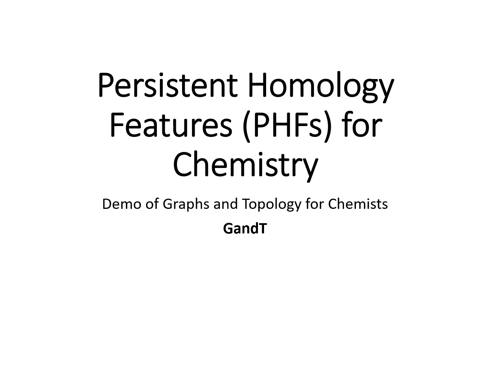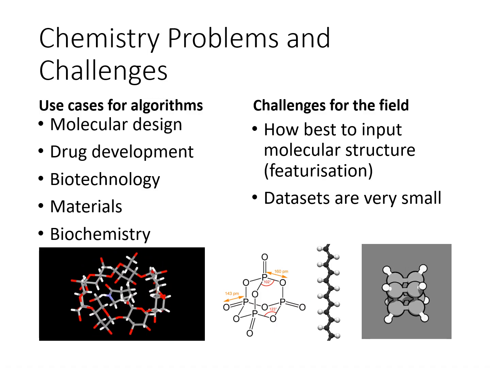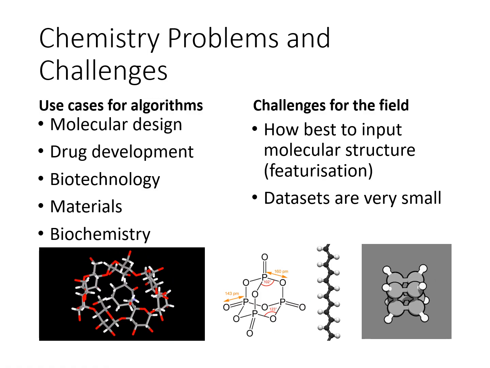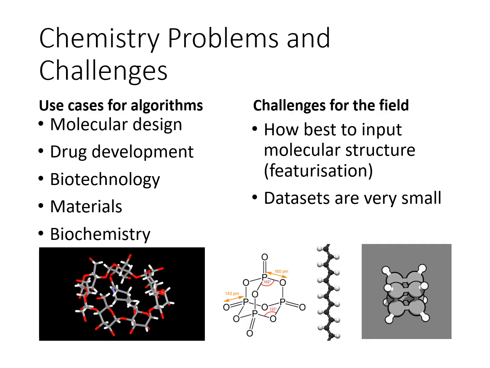This is the demo of Graphs and Topology for Chemists, which is GandT on GitHub, which creates persistent homology features for use in chemistry machine learning. Now, there are a lot of interesting chemistry problems that can be approached with machine learning, such as molecular design, which is useful for drug development, biotechnology, inventing new materials, and understanding biochemistry.